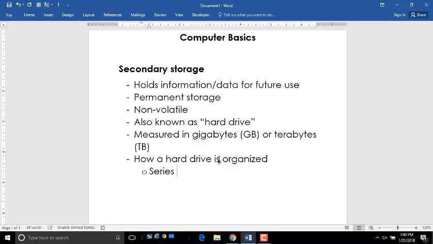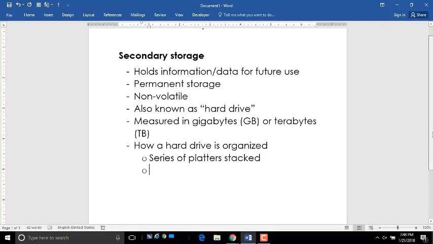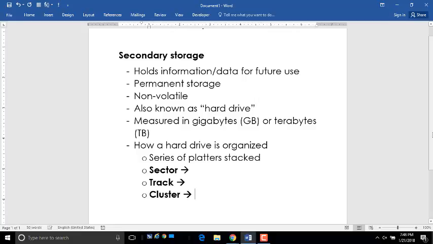But first of all, you need to understand that a hard drive is really just a series of platters that are stacked. Just metal platters stacked on top of each other. And within each one, we have some terms. We have what we call a sector, what we call a track, and what we call a cluster. A sector, and a track and a cluster, these are not things that you would actually see if you were looking at the surface of a hard drive. They're magnetically divided this way.